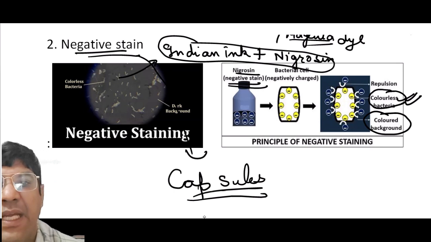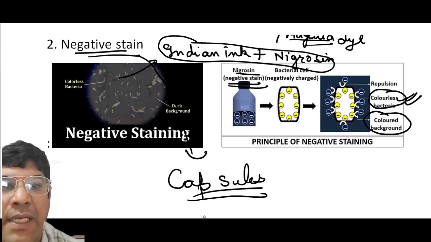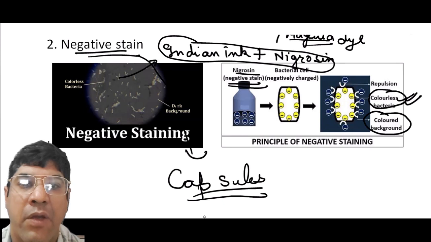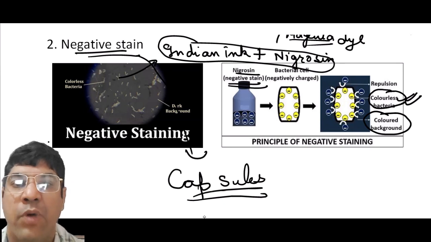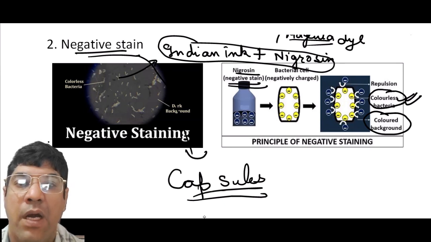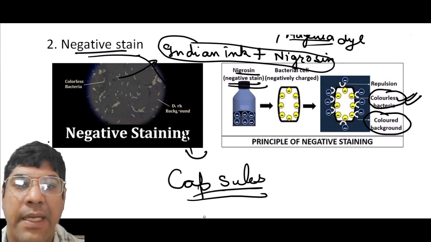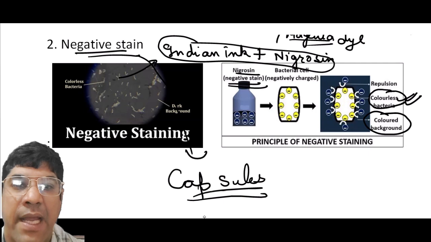So negative staining is a microbiological staining technique used to visualize and study microorganisms, particularly those that are very delicate to withstand the harsh treatment of the traditional staining methods, like heat fixation and chemical dyes.